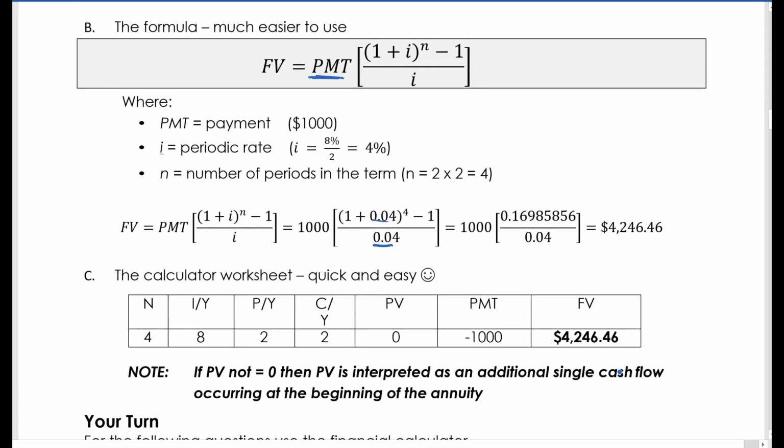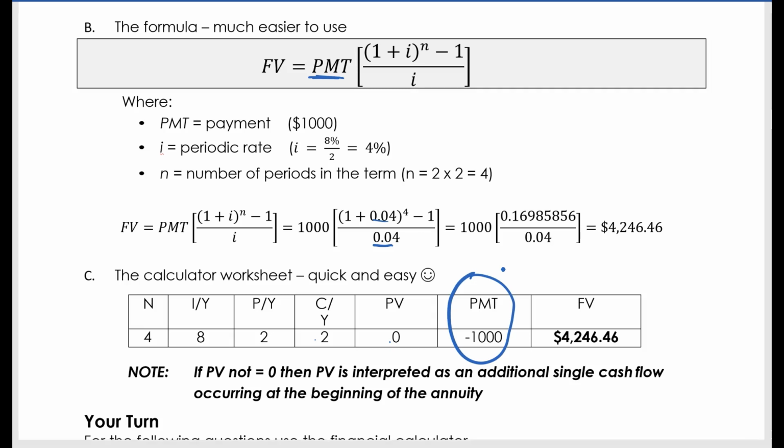Third method is the calculator method. Using the calculator is quick and easy. You still have all your information. You have interest per year is 8%, n is 4, payments per year is 2, compounding per year is 2, present value is 0 because you haven't saved any money. But now, and this is the big difference, where we put in payment equals 0 in the last unit, now we put in our $1,000.